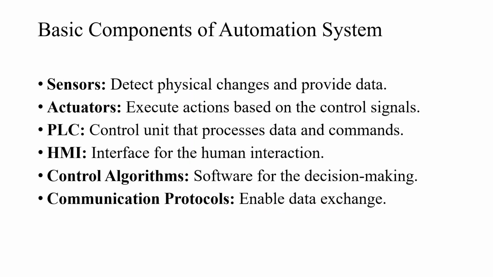So first, sensors. So it detects the physical changes in the environment, and that will be monitored, and that is transmitted through the processor. Actuator. So it executes the actions provided by the processor based on the control signals. PLC, which controls the unit, the process data and commands. HMI, interfaces for the human interactions. Control algorithm, software for decision making, and communication protocols, which enable data transmission. So different types of communication protocols are used, for example, that may be Zigbee or Bluetooth, etc.